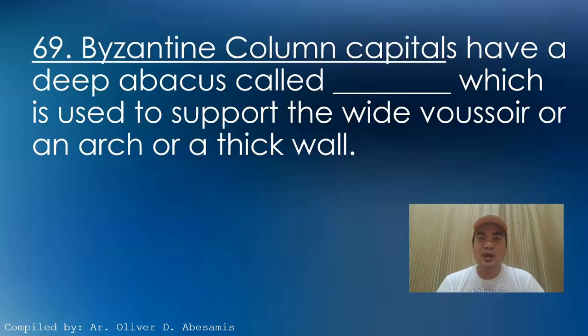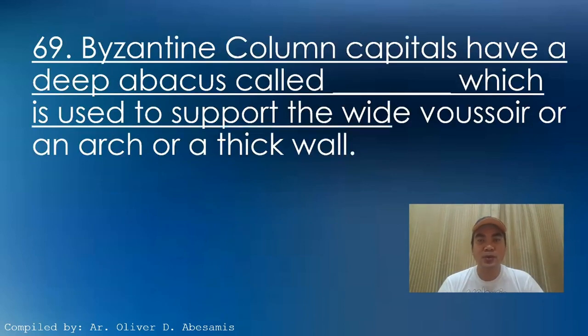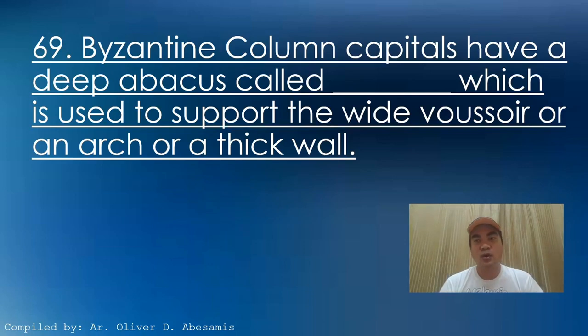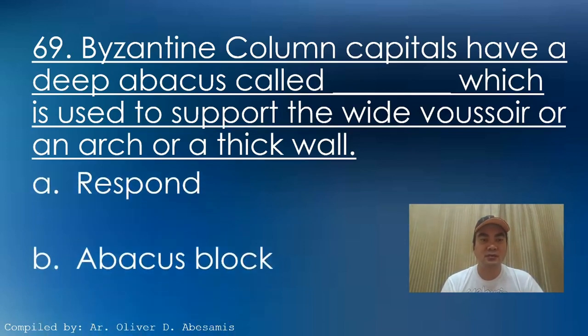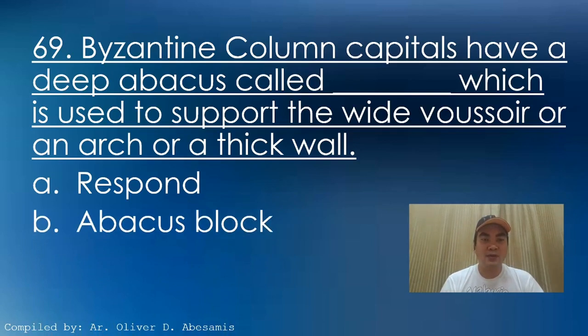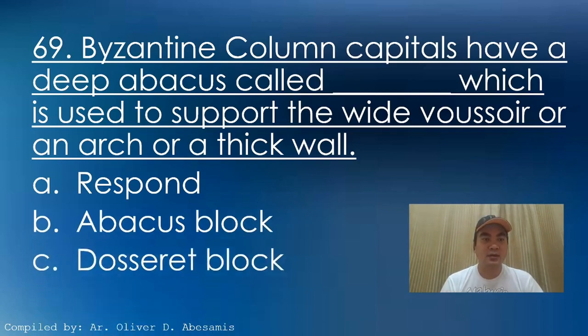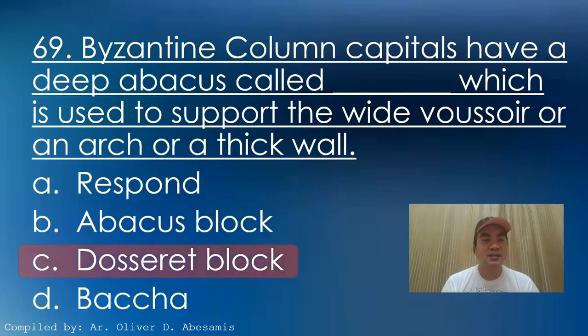69. Byzantine column capitals have a deep abacus called a block, which is used to support the wide bossure of an arch or a thick wall. A. Respond. B. Abacus block. C. Dosseret block. D. Bakcha. Answer. C. Dosseret block.